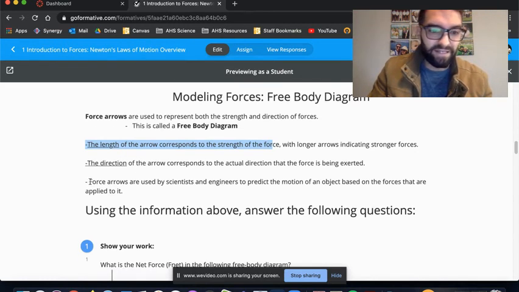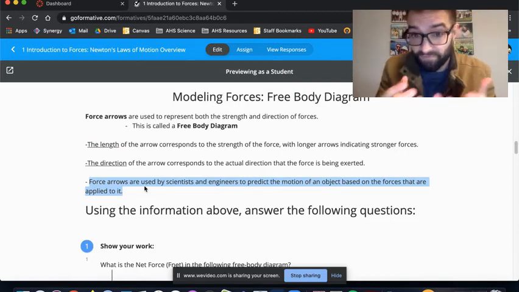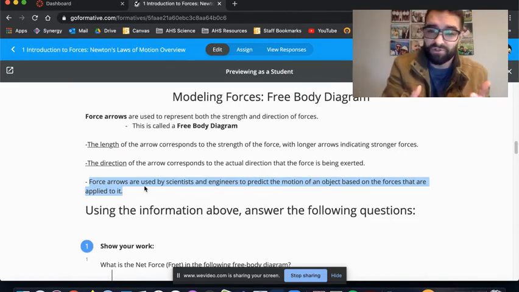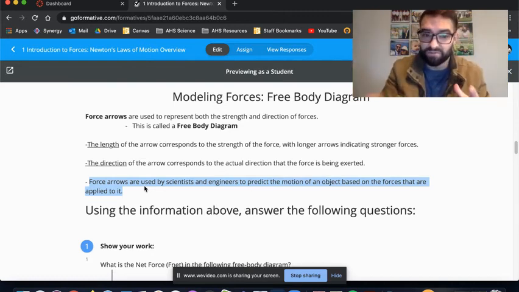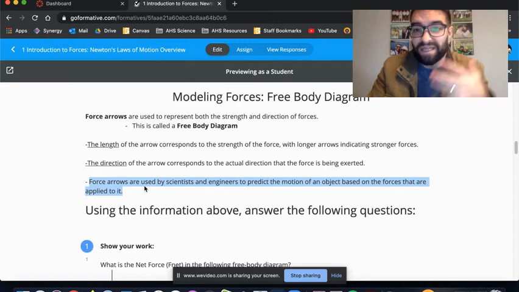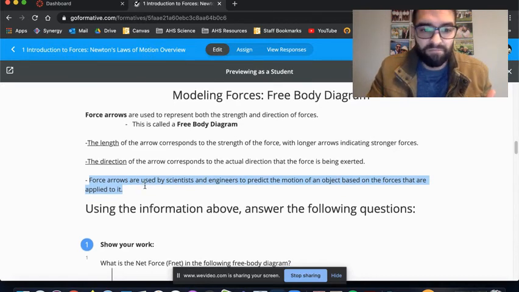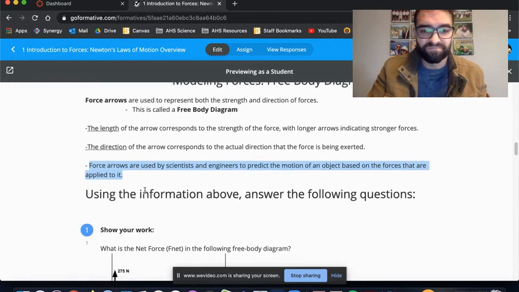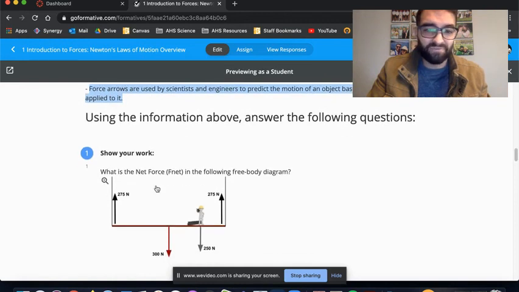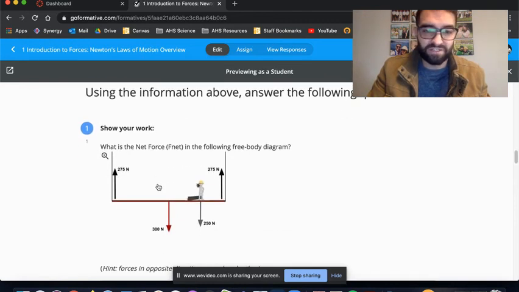Again, with these force arrows, you can calculate the force, and some models have the force labeled, but you can also have them without the forces labeled. They're used by scientists and engineers to make predictions of motion based on the forces. So that leads us right to our questions here.